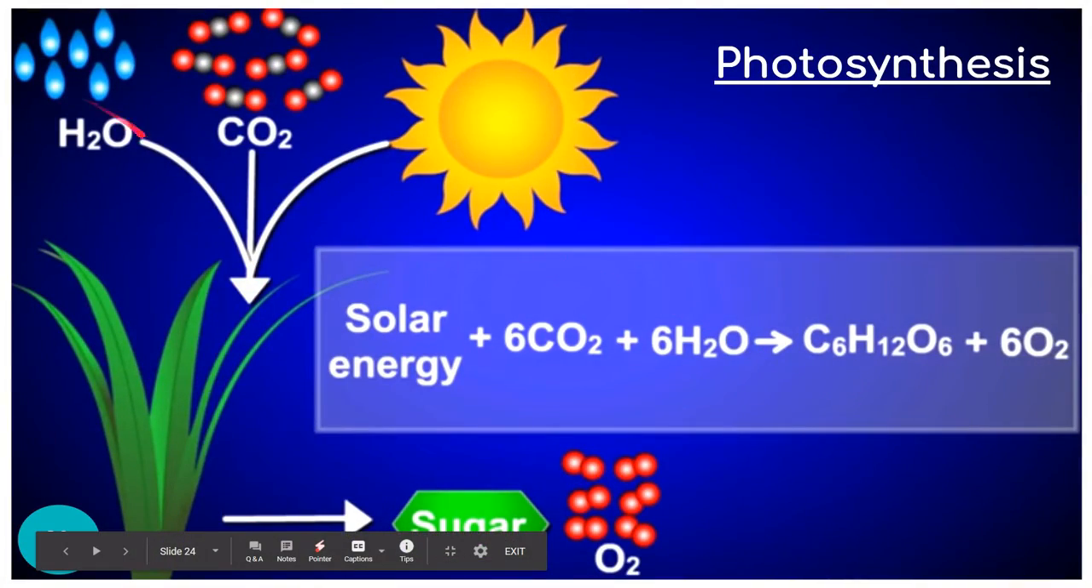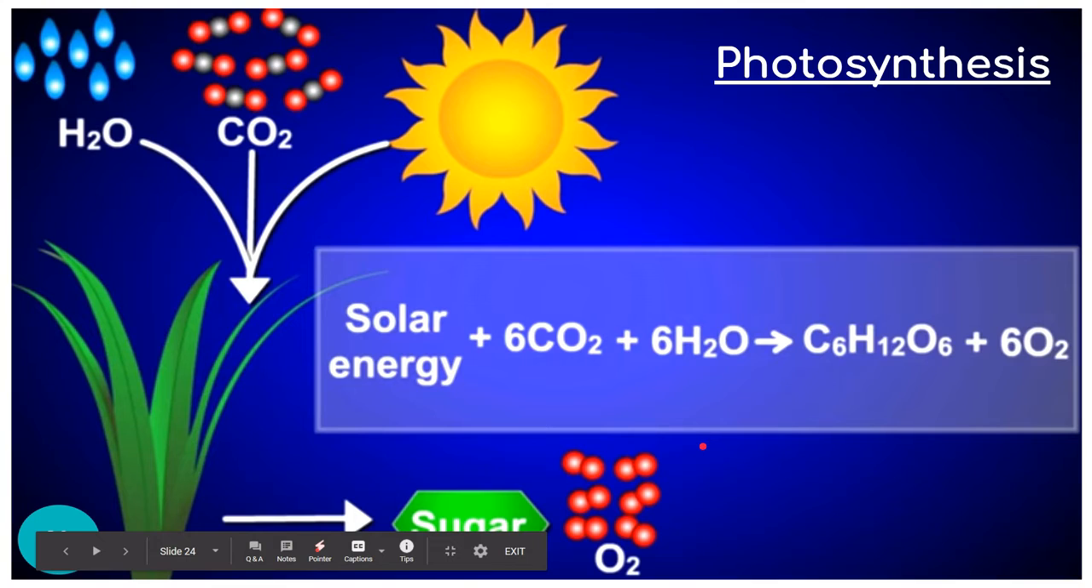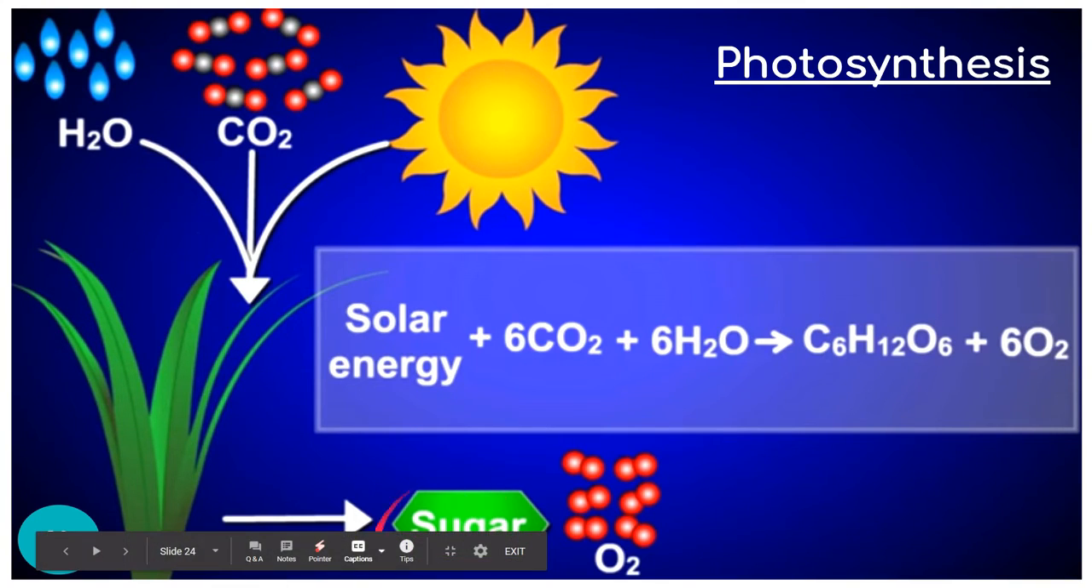So water from the soil, carbon dioxide from the atmosphere, and solar energy, plus 6 molecules of carbon dioxide and 6 molecules of water just to get one glucose molecule and also a byproduct of 6 oxygen molecules. So the outputs or products of photosynthesis are sugar molecules and oxygen molecules.